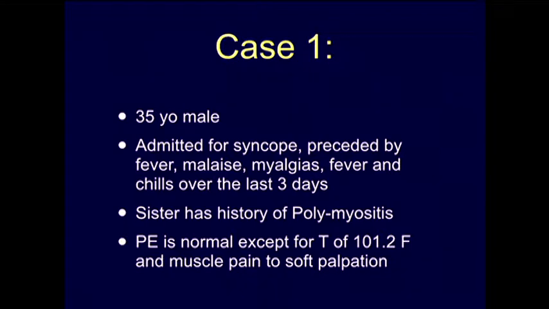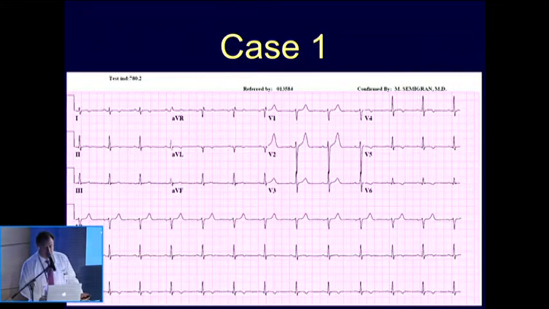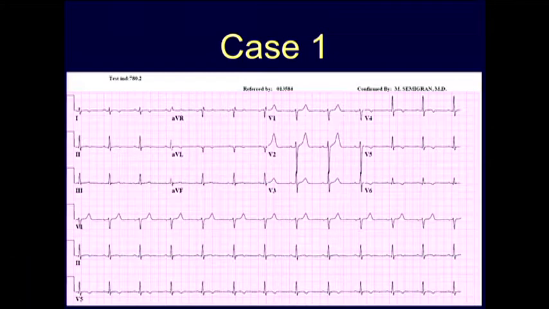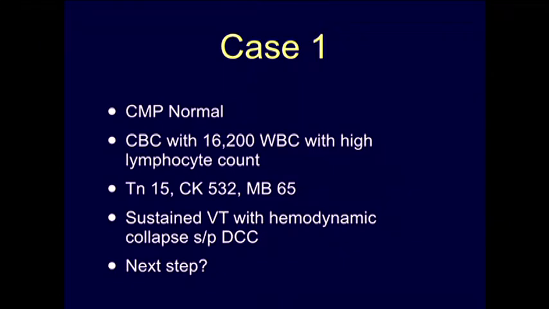The next patient had syncope preceded by fever, malaise, myalgias, and some general malaise. Family history of polymyositis, and comes with a temperature of 101, that's more or less 39 degrees centigrade, and with muscle tenderness. This is the EKG, which doesn't show much of an alteration except for an inverted T, symmetrical in V4, V5, V6 in the upper lateral wall.